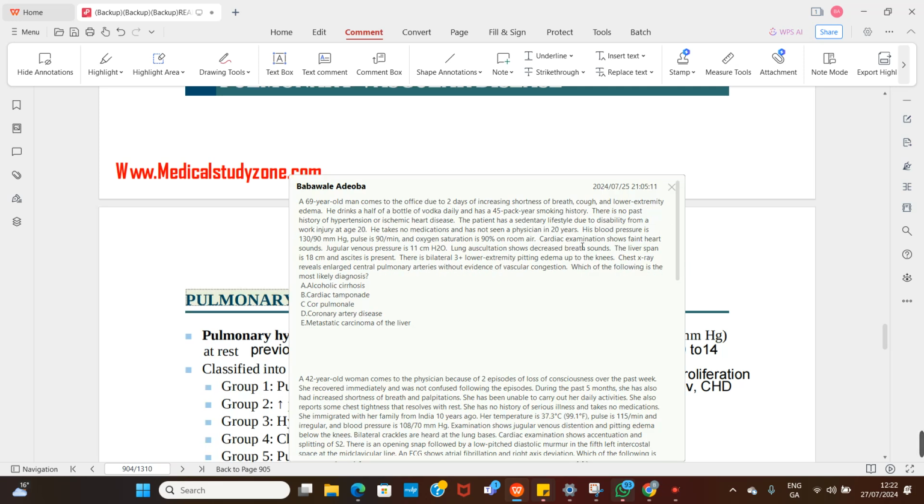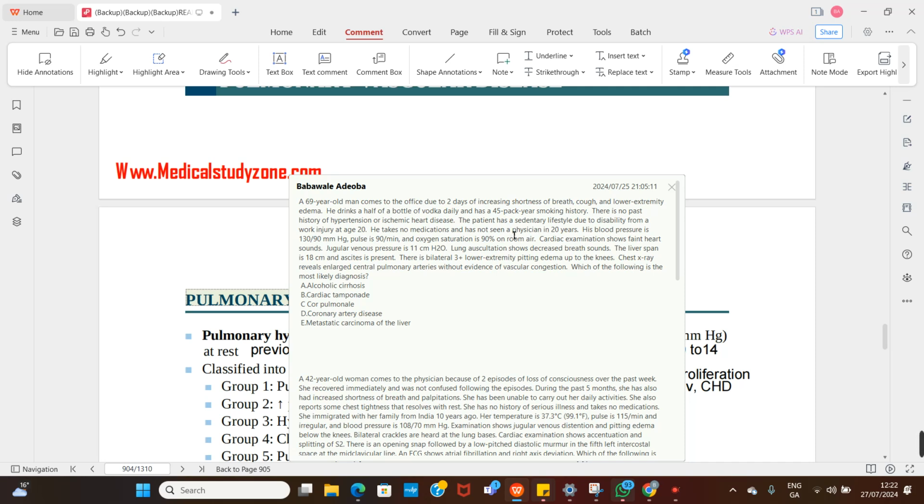And he drinks half of a bottle of vodka daily and has a 45 pack year smoking history. There's no past history of hypertension or ischemic heart disease. So this guy is a smoker. He has cough, shortness of breath, and lower extremity edema. So kind of the heart is already failing.